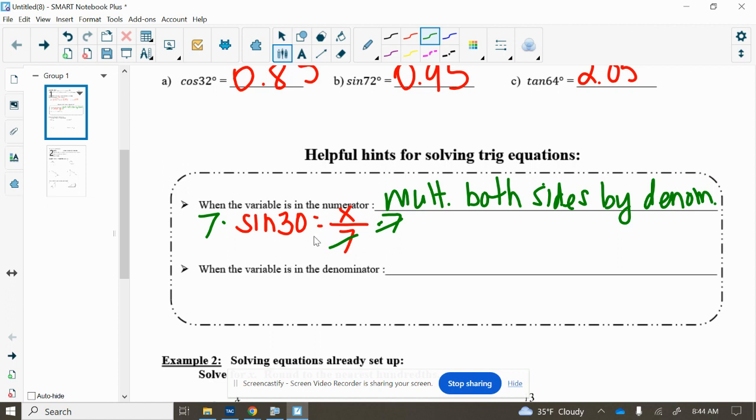and x will just equal 7 times our trig value. What about though when the reverse is happening? Let's say we have sine of 30 degrees and the 7 is on the top, the x is on the bottom. Well, our shortcut on this one is we call this switch and divide.